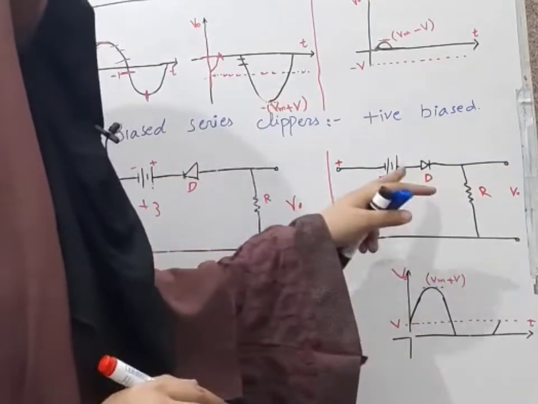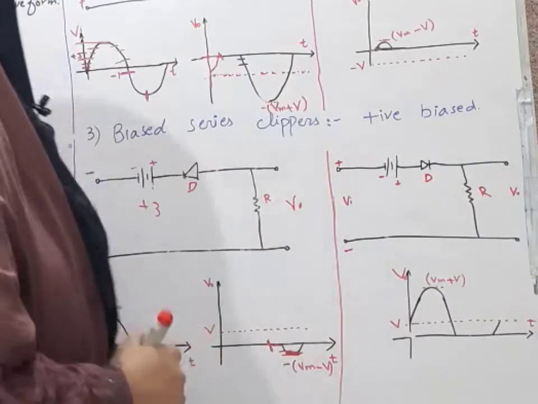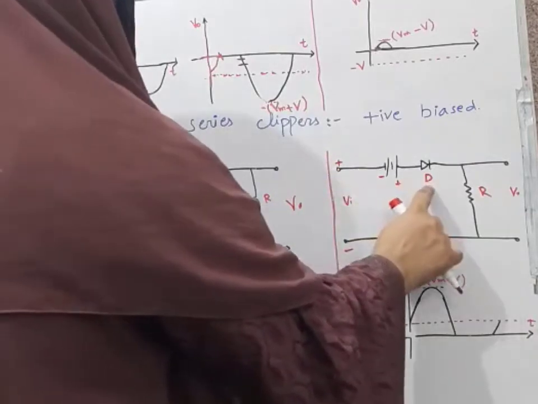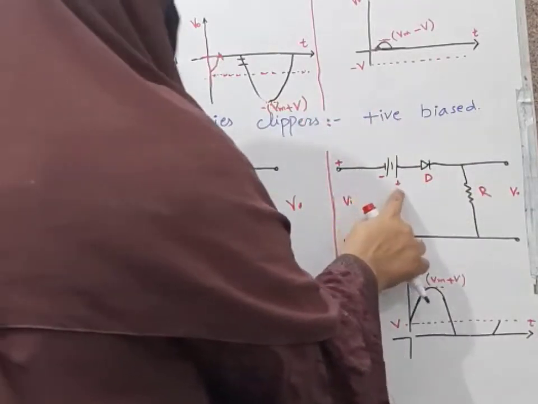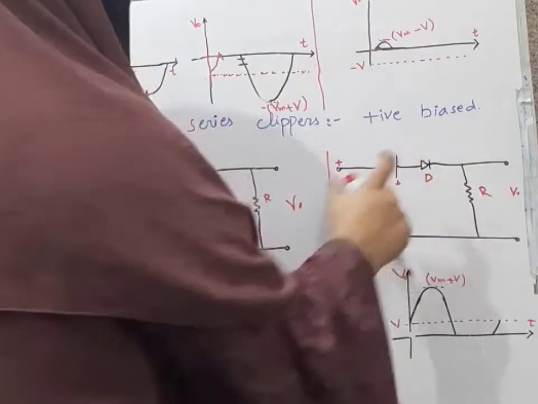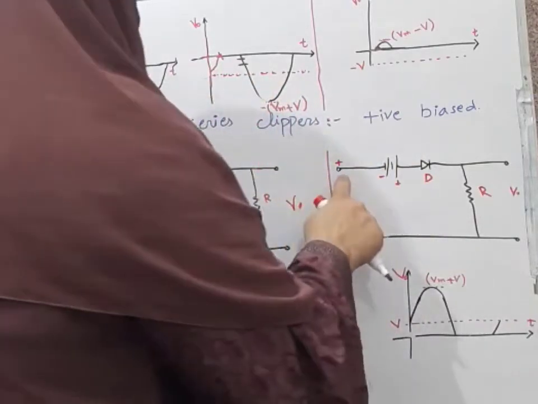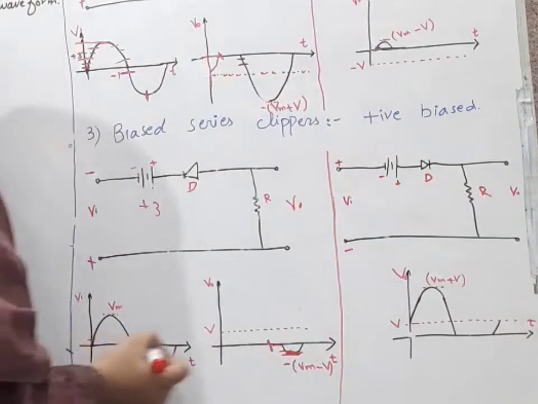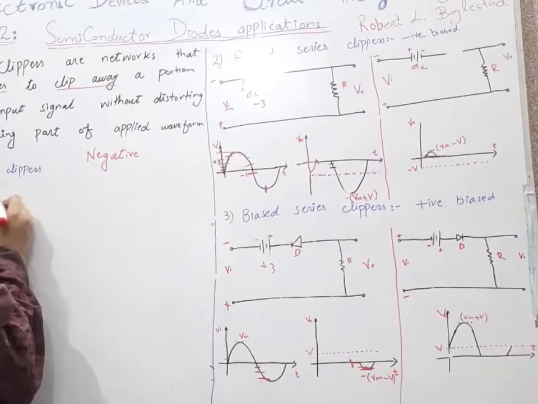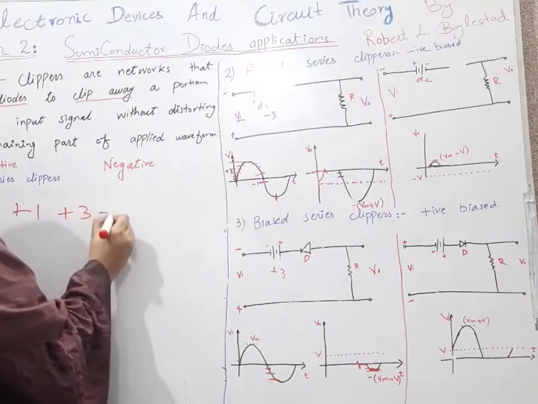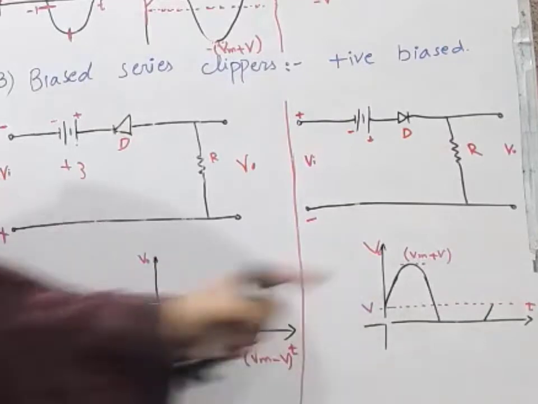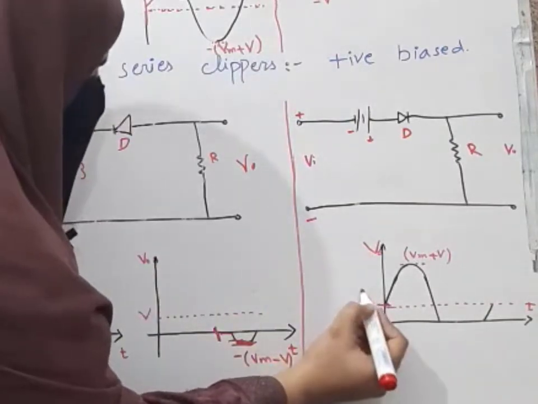For this, the diode is connected to the positive terminal of the battery, and for the positive half cycle, our input waveform tries to make this diode forward biased, and our battery again tries to make this diode forward biased. Both are trying to make this diode forward biased. Our input waveform is +1, our battery is at +3, so we will get a total of +4 potential here.